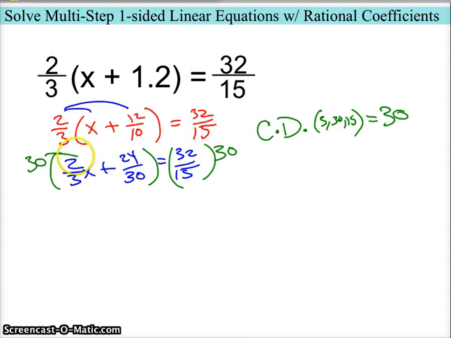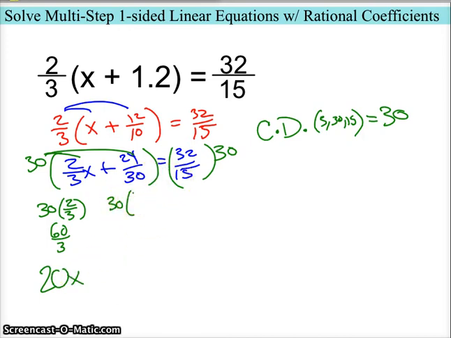So on this left side, we'll distribute. So 30 times 2/3. 30 twos would give us 60, so we have 60 thirds. And 60 divided by 3 gives me 20. So now I'll have 20x. Here I'll have 30 times 24 30ths. But I could do 30 times 24 and then divide by 30. But notice that I was sort of multiplying by 30 and then dividing by 30. So in this case, these actually cancel out. They create a 1. 30 divided by 30 is a 1. And so we can get 1 times 24, and we're left with 24.